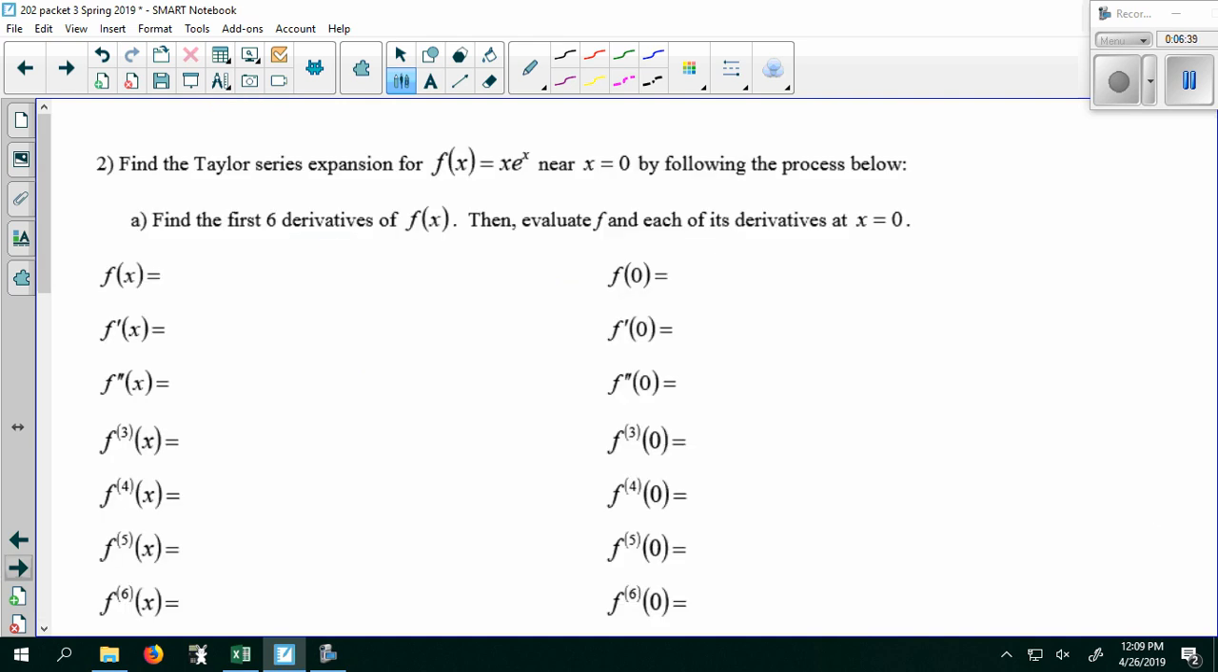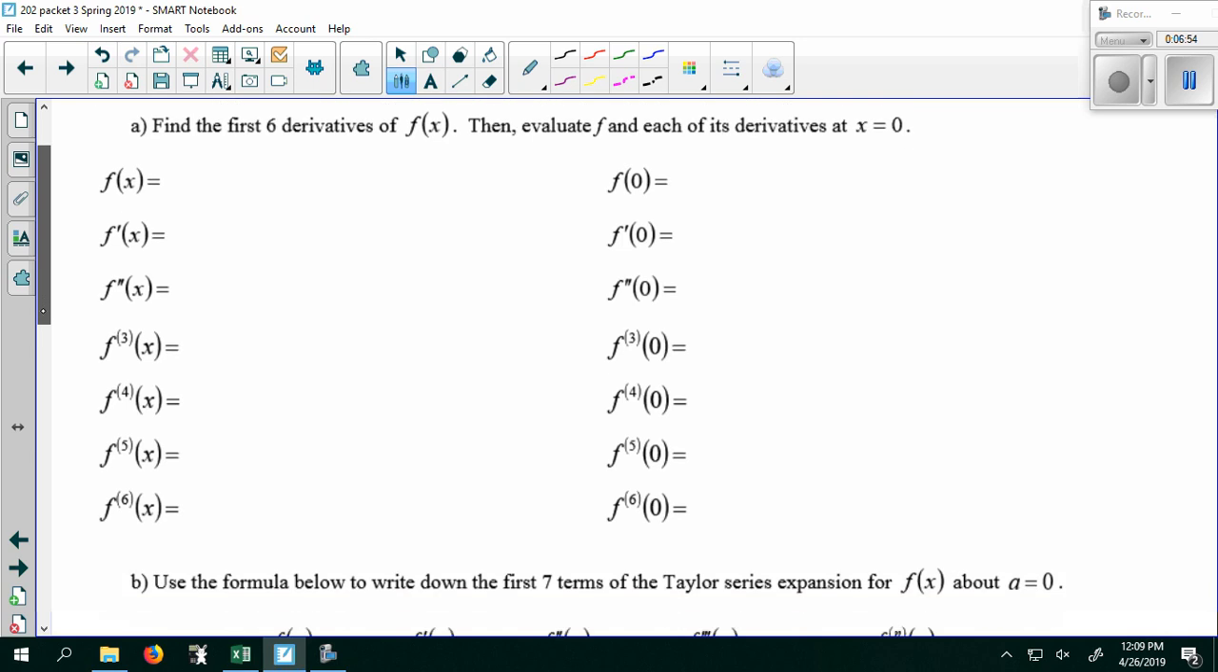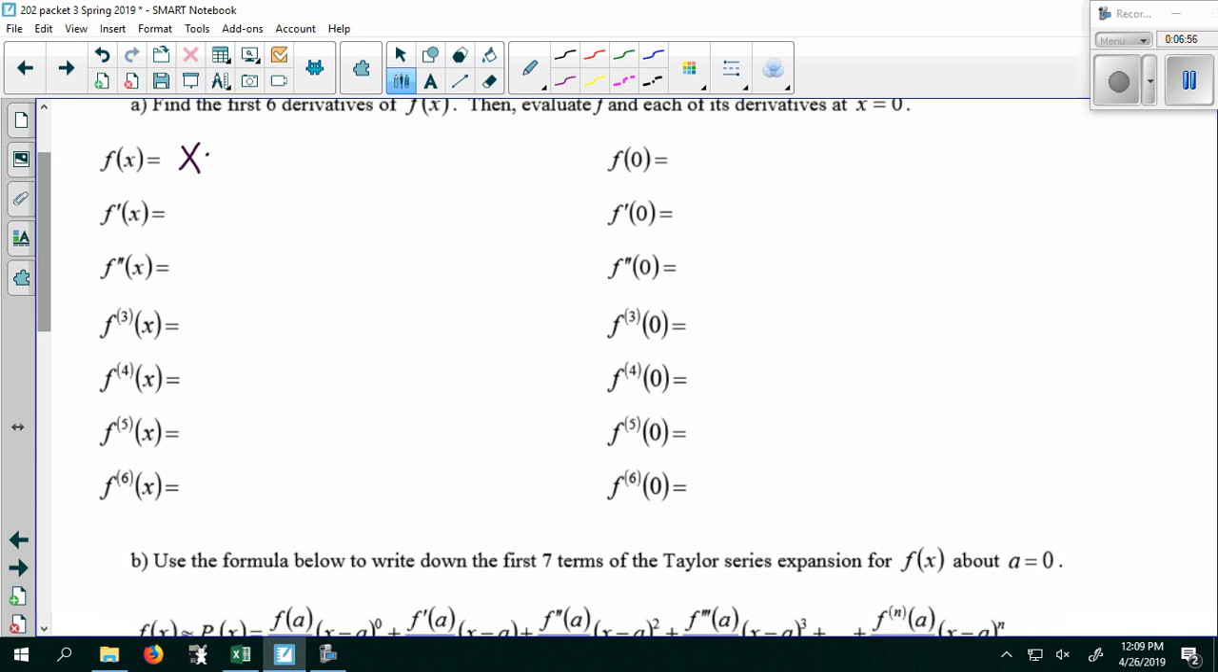Okay, to find the Taylor series expansion for f of x equals x times e to the x near x equals 0, really call that a equals 0, we follow this process. So I'm going to find 6 derivatives and evaluate them at 0. So my function is x times e to the x, which means to get f prime, I have to use the product rule. First times the derivative of the second plus the second times the derivative of the first, which is 1. Not even going to write it.